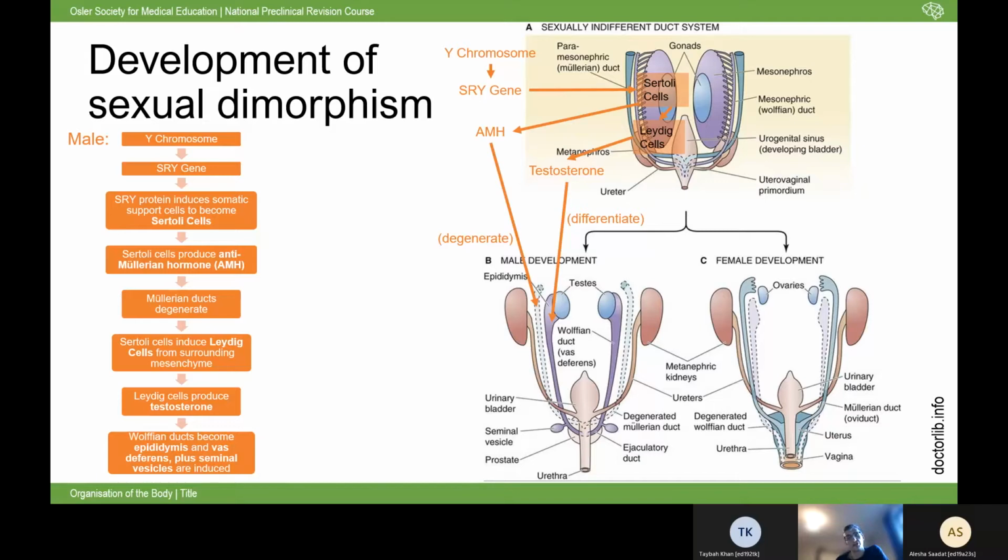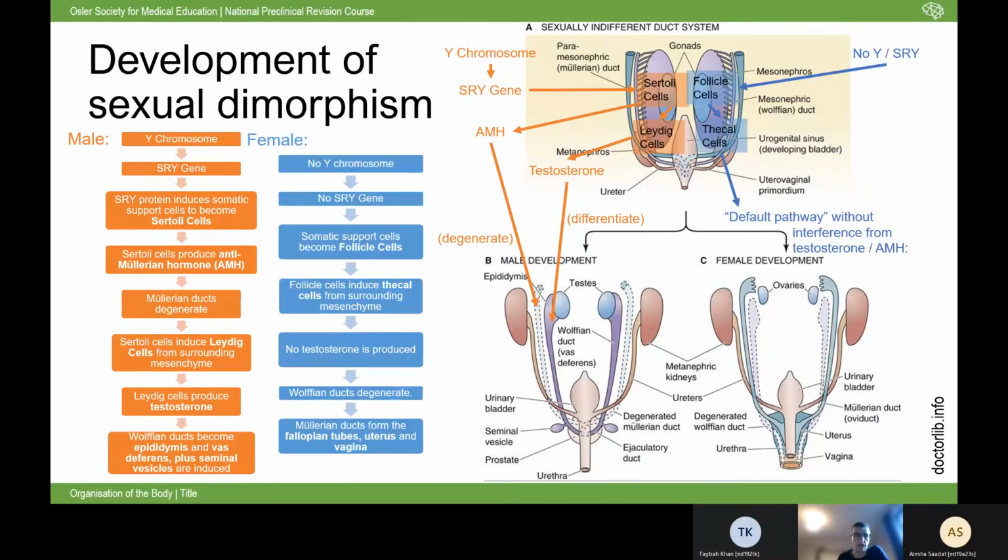Sertoli cells also produce AMH, anti-Mullerian hormone, which turns off female development, if you like. It's sometimes described that female development is the default pathway, and in the presence of the SRY gene, we deviate from that. In reality, female development is much more complex than that. But it's quite useful to think about female as one pathway, and in the presence of SRY, you get a different pathway.